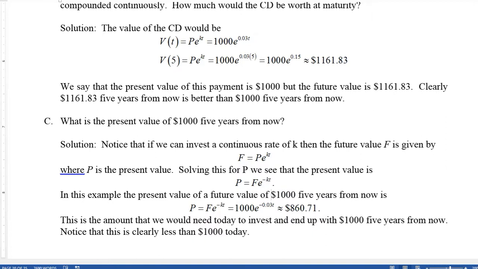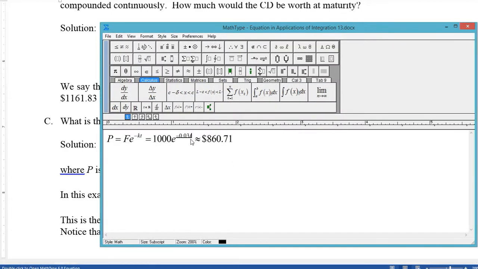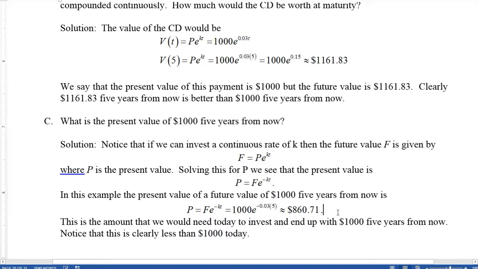In this example, the present value of a future value of $1,000 5 years from now is given to be present value is future value times e to the minus kt. Plug in the numbers, and specifically that is 5, and that works out to be $860.71. So you can try that with your calculator. Now, in other words, this is the amount we would need to invest today to end up with $1,000 5 years from now, and it's clearly less than $1,000 today.